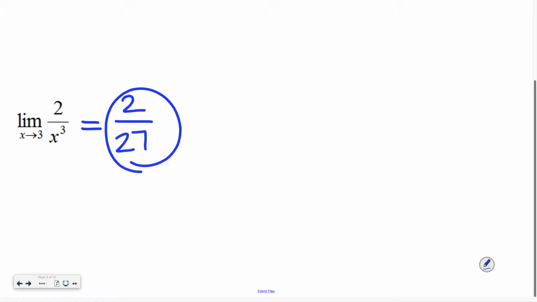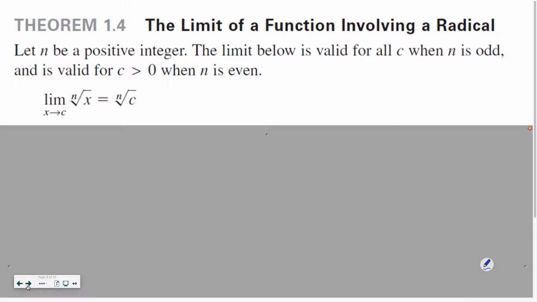Okay. Also, I want you to understand that it is also okay to use direct substitution if we have some sort of root function. So if we have a radical, what I have here in blue, we can still use direct substitution with any sort of root function. We don't have any holes or anything. So as long as C is in the domain, we can use direct substitution if it involves a radical.